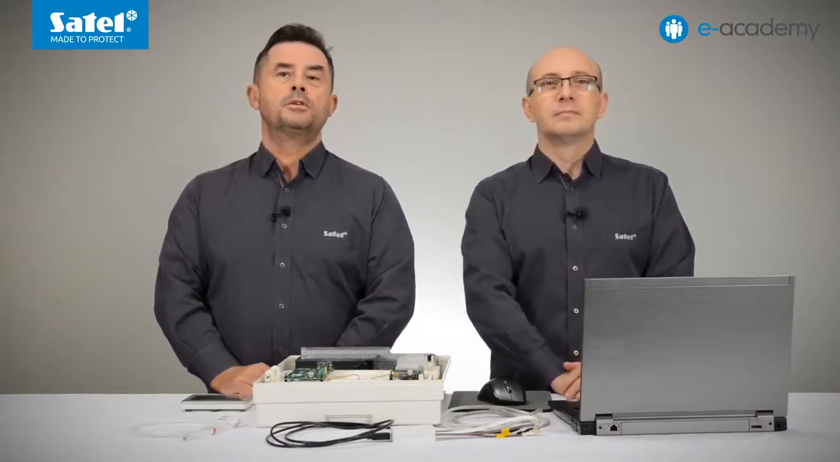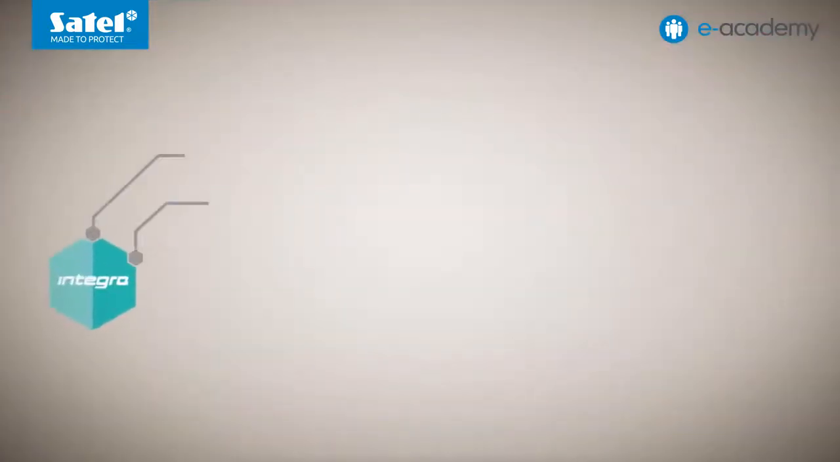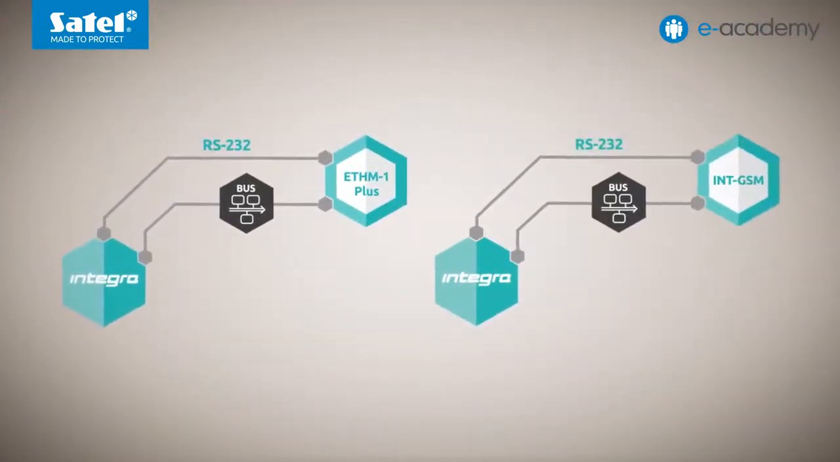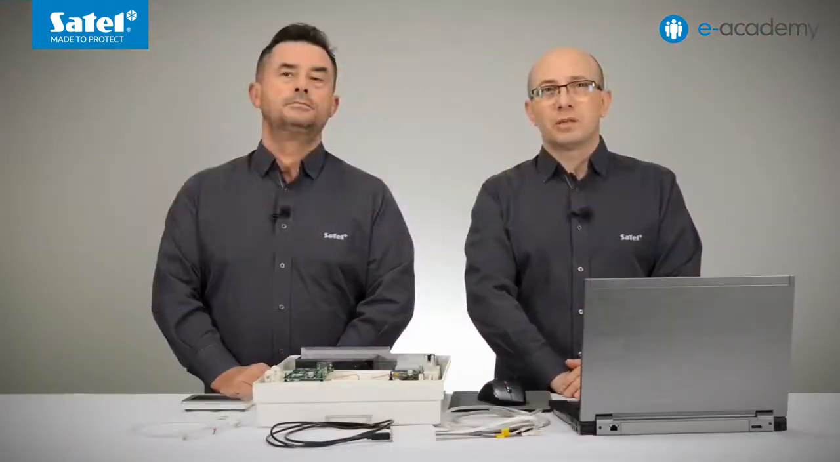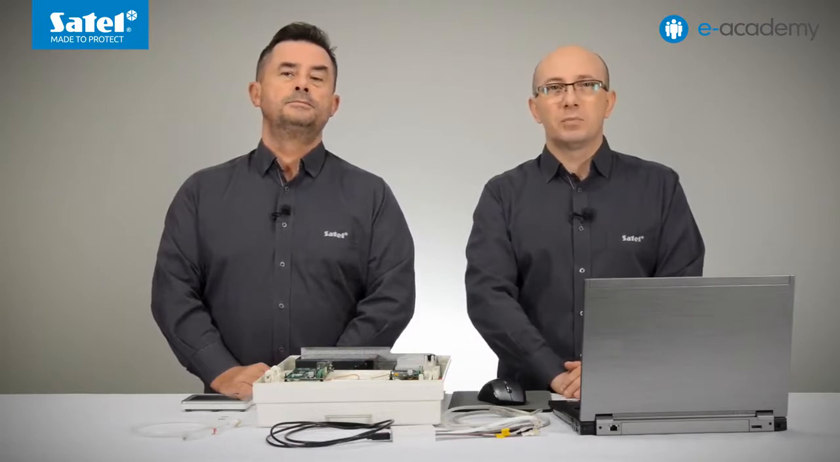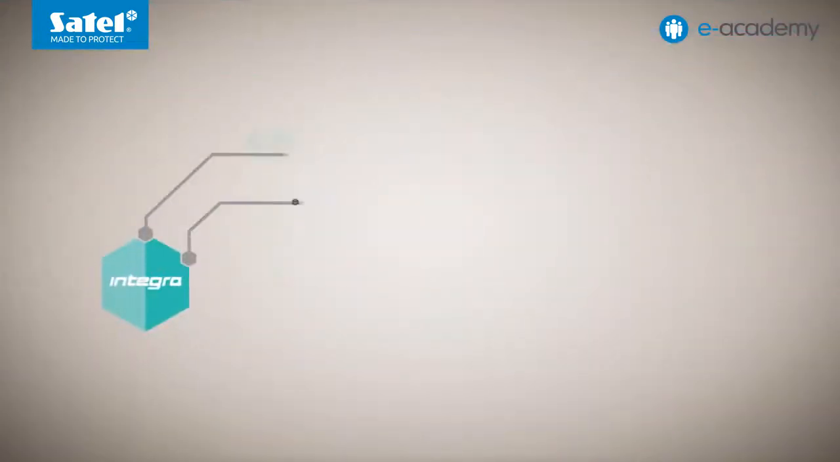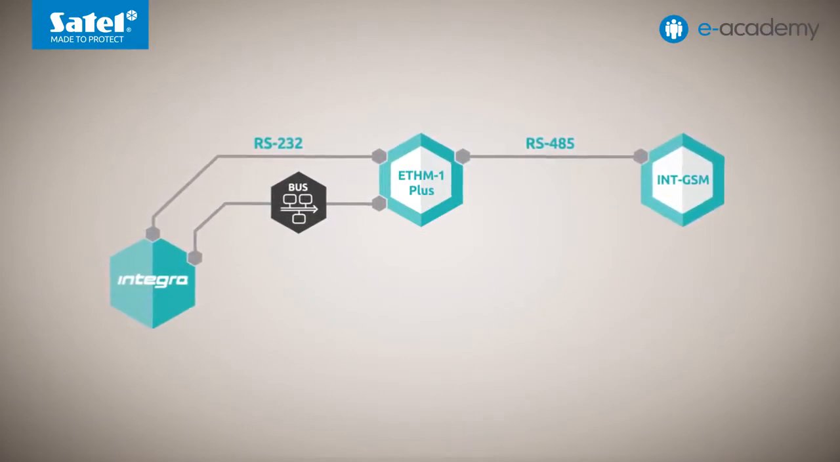To begin with, we remind you that both modules can work with the Intruder and Intruder Plus control panels in two ways. The first option is when only one of these modules is working with the control panel. The other option that will be discussed in today's episode is when the ETHM-1 Plus and the INT-GSM modules are working in tandem. The advantage of this solution with the Ethernet network not available is that the INT-GSM module takes over the task of the ETHM-1 Plus module.